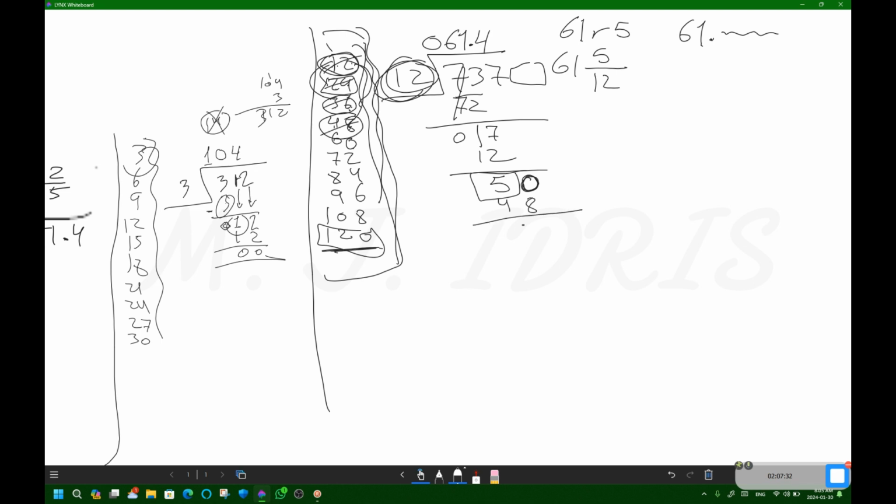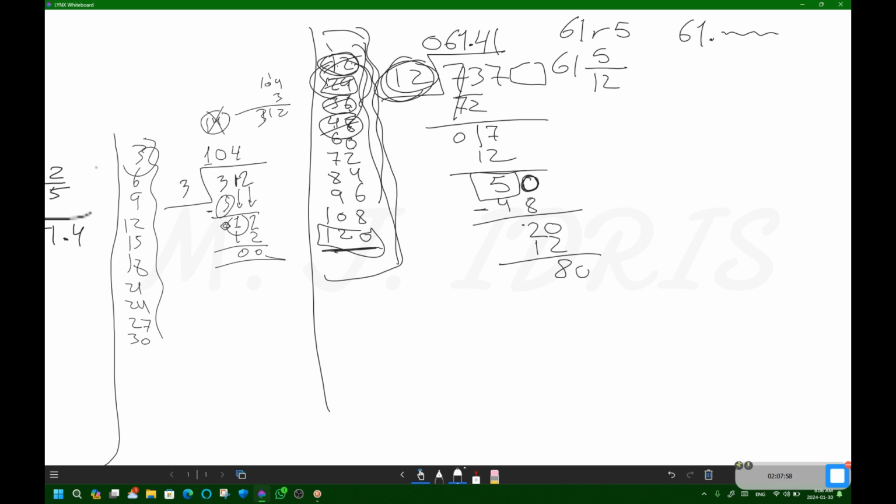Then I do my subtraction here. 50 minus 48, I will get 2. Then I can add another 0. I don't need to do another decimal point. It's only one decimal point to put. 20 divided by 12, the closest is 12. 12 divided by 12 is 1, which comes from 1. Subtraction, I get an 8.